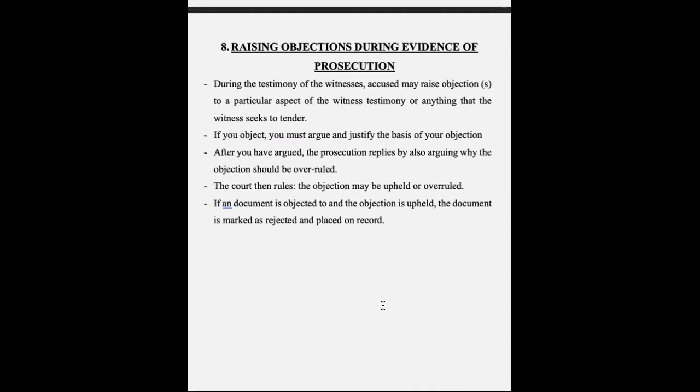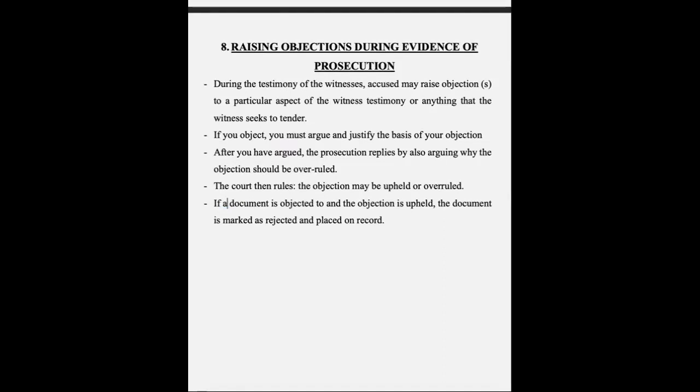Now, while the prosecution witnesses are testifying, the accused person or the lawyer can raise objections during the evidence of the prosecution. So you can object that, my Lord, I don't want them to give this evidence, and you give the legal basis for your objection. Then the court may rule on the objection, either uphold it or overrule the objection.